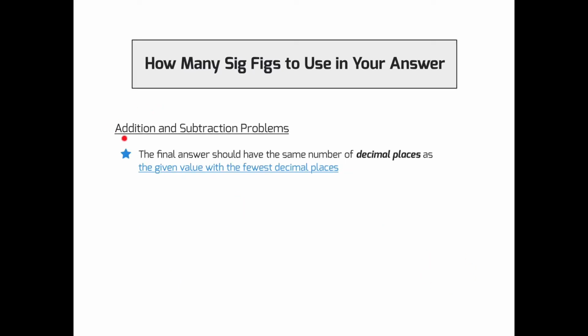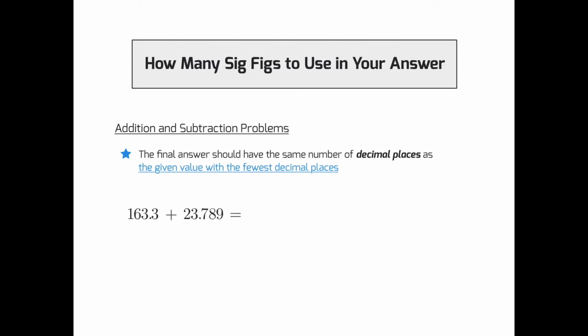So the rules for addition and subtraction problems are a little bit different. In this case, your final answer should have the same number of decimal places as the given value with the fewest decimal places. So you're going to look at your given values, and whichever one has the fewest number of decimal places, that's how many decimal places you're going to use in your final answer.